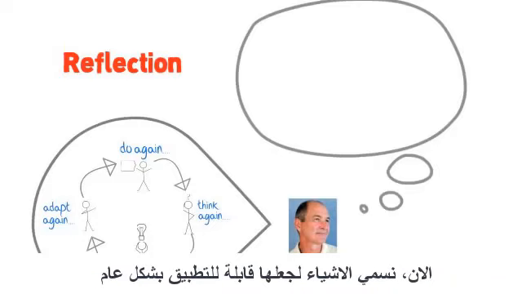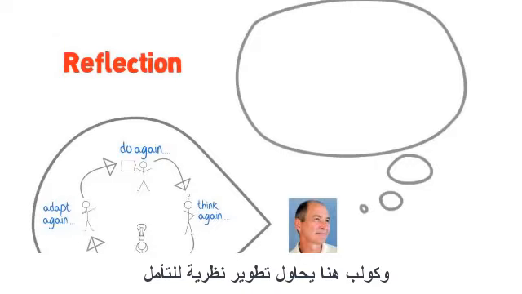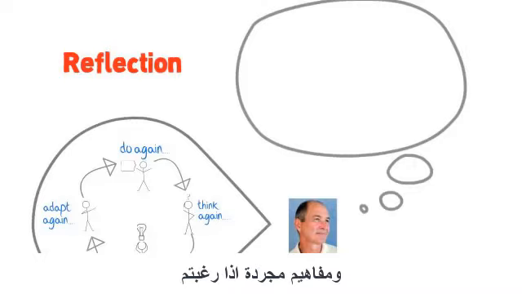Now, this naming of things to make them generally applicable is what we mean by theory, and Kolb here is trying to develop a theory of reflection. In other words, a reusable idea with broad applications, an abstract concept, if you like.